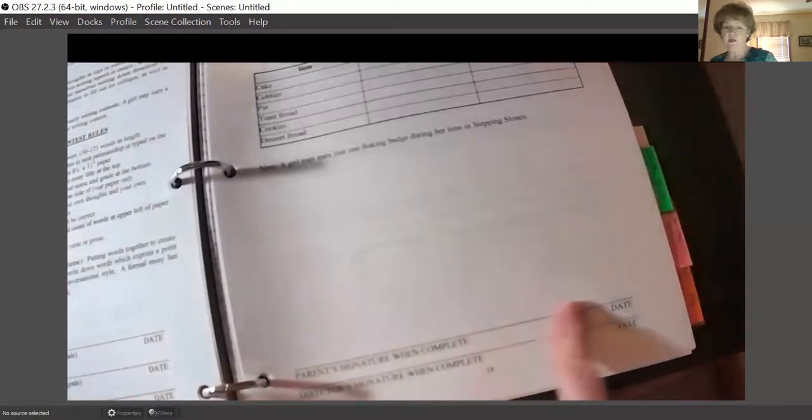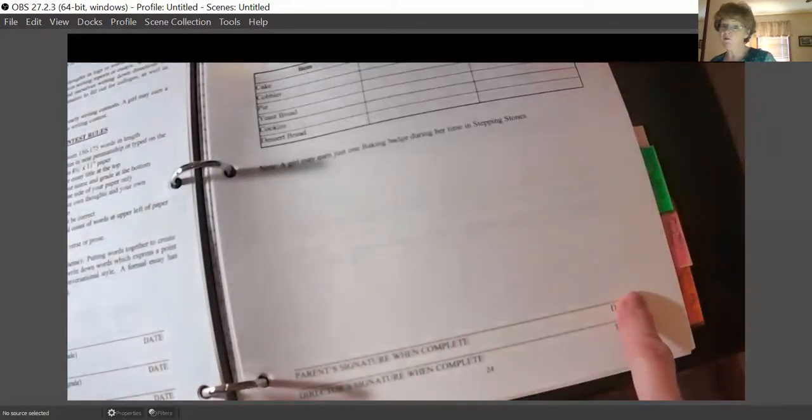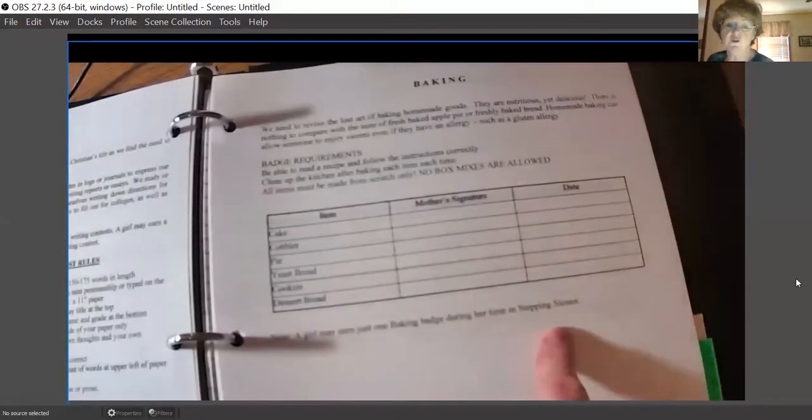The next type of badge we have are the domestic badges, which are, you know, baking, cooking, cleaning, laundry. And as you'll see, the mom signs as her daughter completes the requirements, and then the mom will sign at the bottom when all of the requirements are met, and that's when the girl will bring the book to me, and then I'll sign saying that she's earned that badge. And a girl may just earn this badge just one time while they're in Stepping Stone. So you cannot earn a baking badge every year, cannot earn a cleaning badge every year.